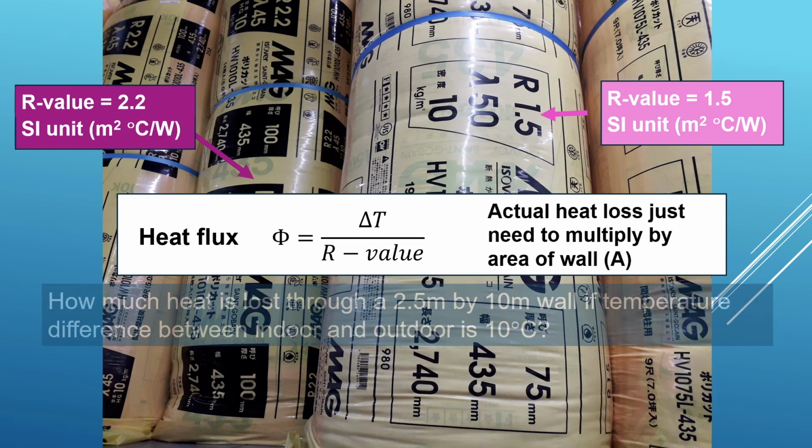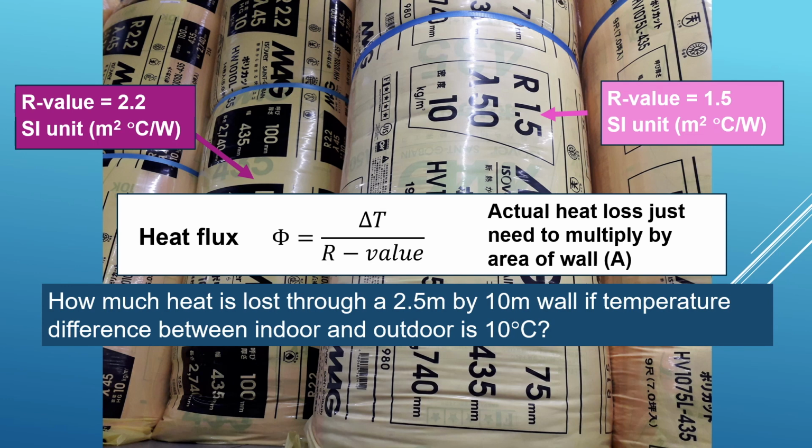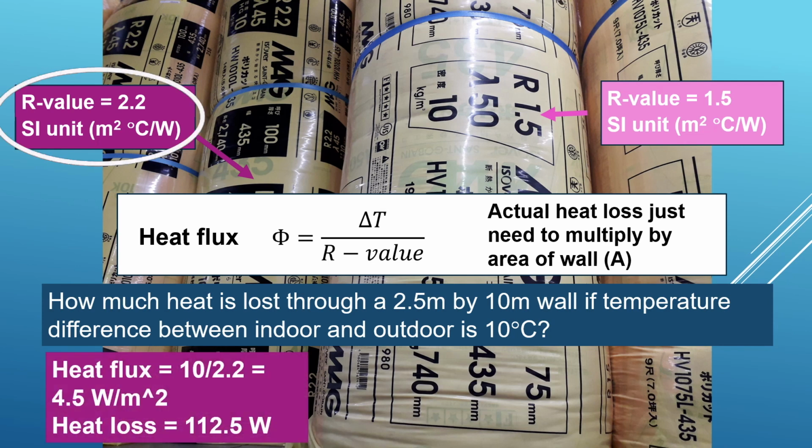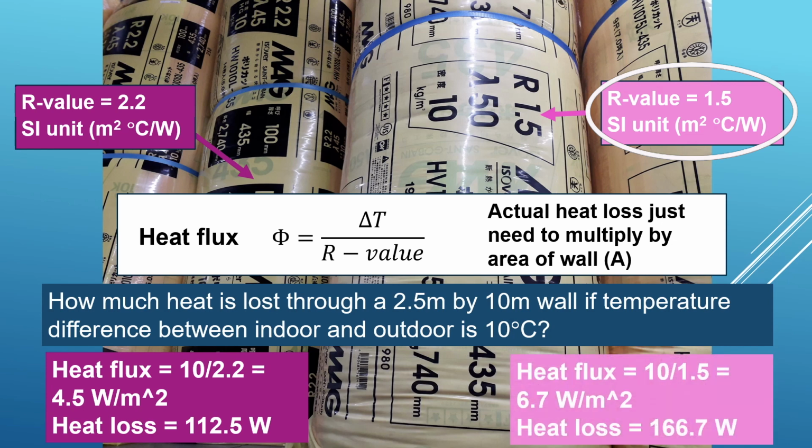Take, for example, a wall of size 2.5 meters by 10 meters, and the indoor and outdoor temperature difference is 10 degrees Celsius. The heat flux through the wall with an R value of 2.2 on the left is therefore 4.5 watt per meter square, and the total amount of heat loss through the wall is 112.5 watt. The corresponding heat loss through the wall with an R value of 1.5 on the right is 166.7 watt. We see that the heat loss is higher for the insulation material on the right.